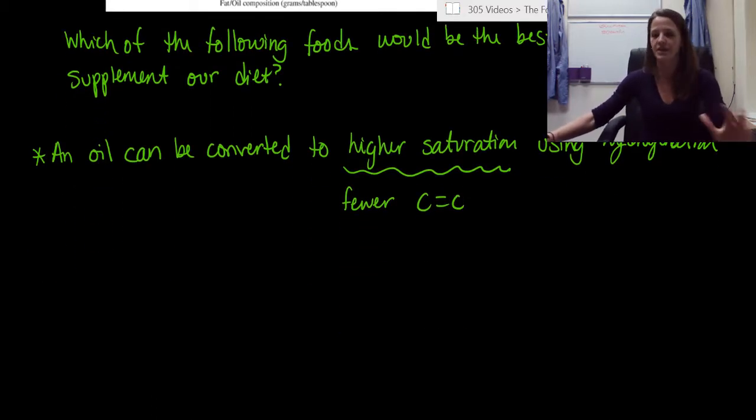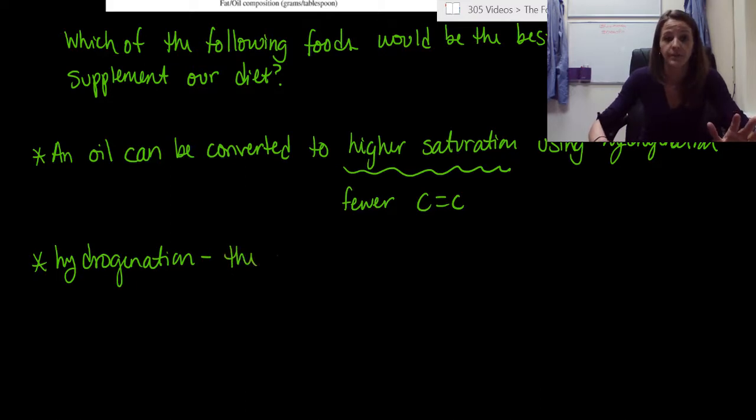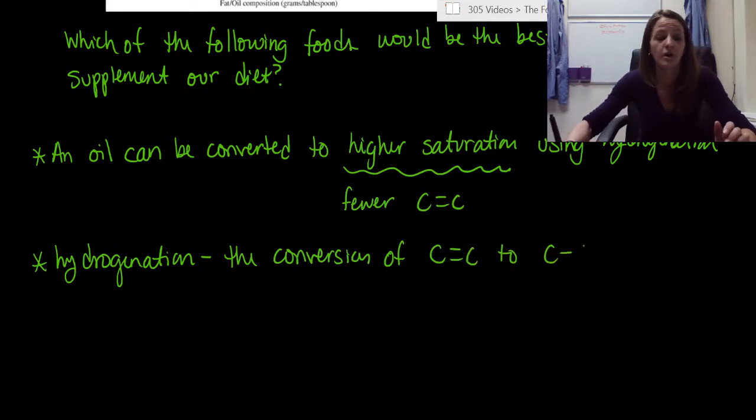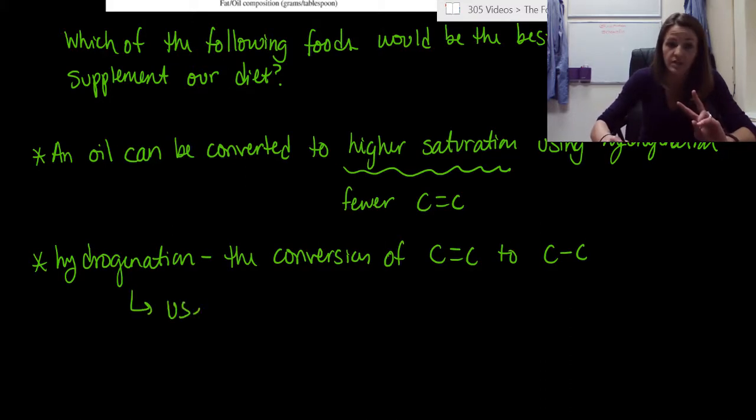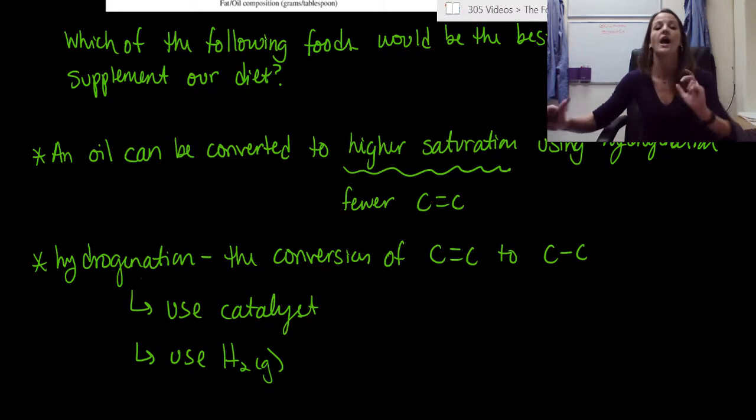Now the process of hydrogenation is actually what I'm going to draw out here for you. It's not very complicated, so don't get freaked out by any means. But hydrogenation is a simple conversion of a carbon-carbon double bond to a carbon-carbon single bond, but there's 2 pieces to this. You need to use a catalyst, and you must use hydrogen gas. Okay? Hydrogenation, think hydrogen. Okay, you need a catalyst, you need hydrogen gas.